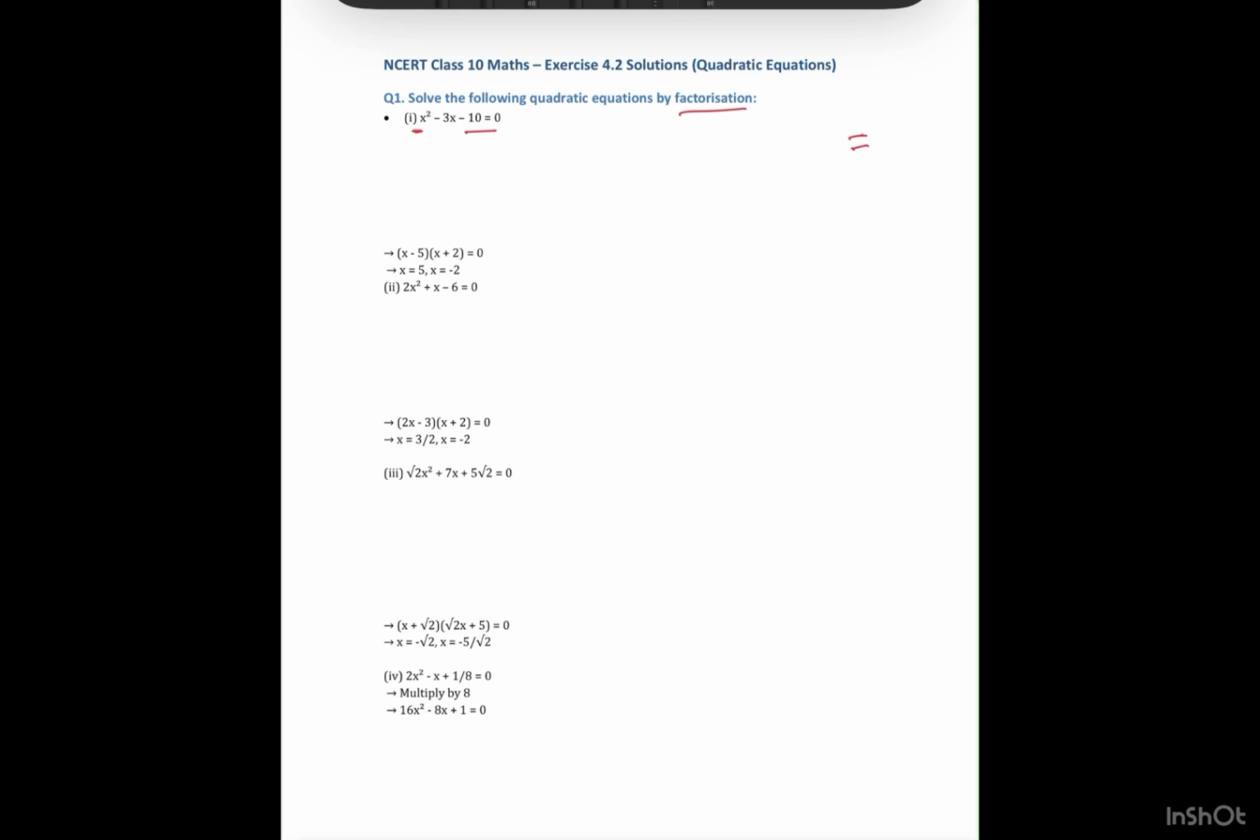You have to take the coefficient of the first term and the constant term and multiply it. Coefficient of first term is 1 and 1 into minus 10 is minus 10. Now you have to find factors in such a way that when you multiply, you get minus 10, and when you add, you get the coefficient of the middle term. Middle term over here is minus 3x, so the coefficient is minus 3. So factors of minus 10 are 2 into minus 5 is minus 10, and 2 plus minus 5 is going to give us minus 3.